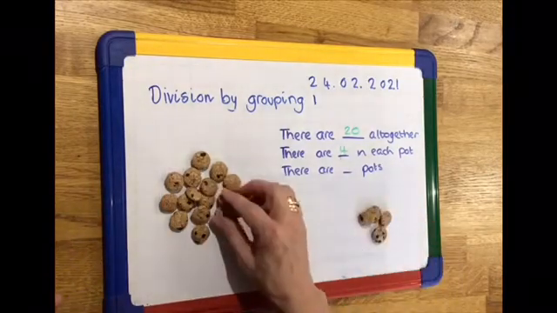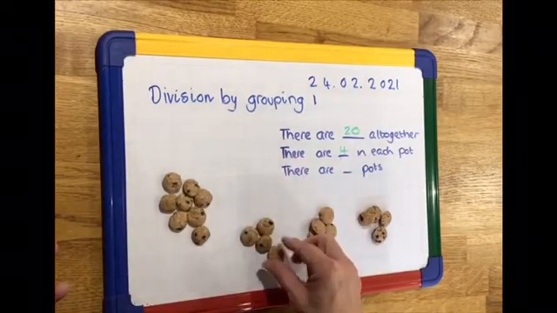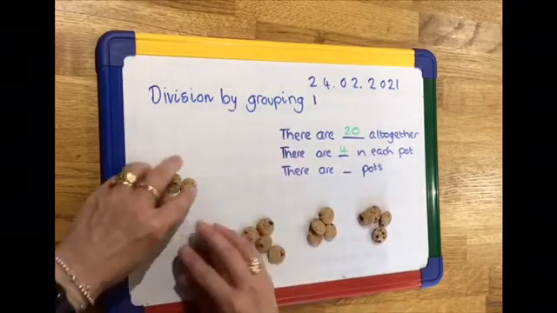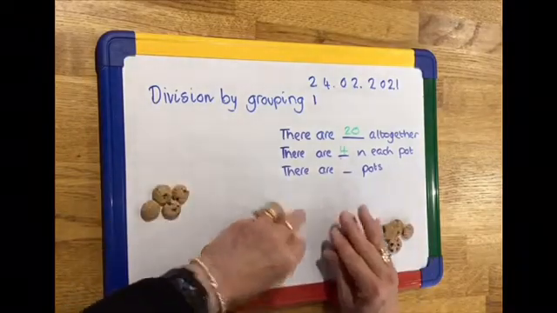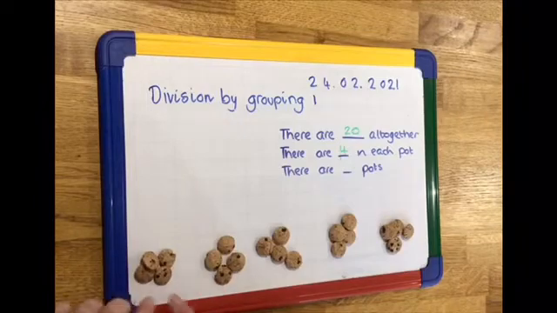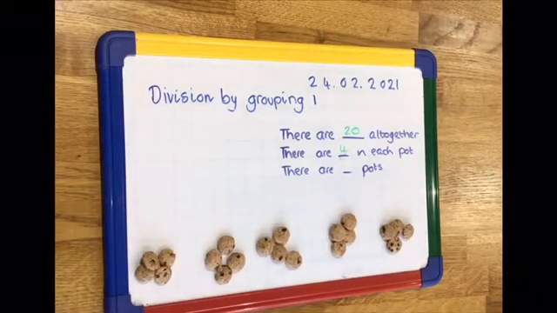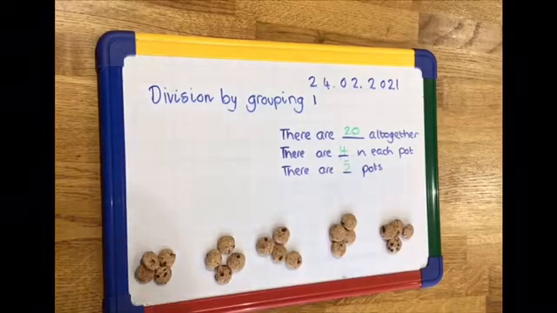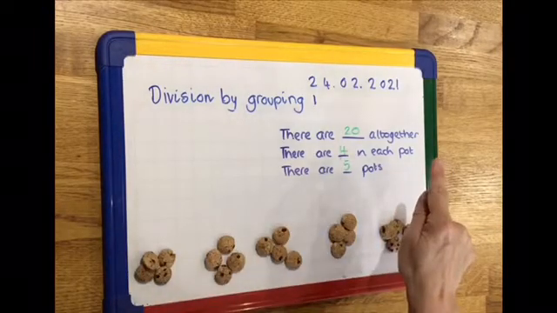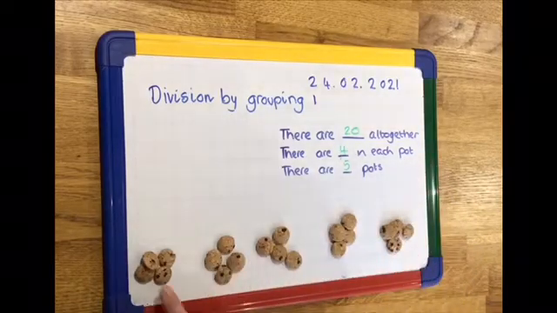There's one group of 4. There's another group of 4. There's another group of 4. There's another group of 4. And there's another group of 4. So I'm going to need 1, 2, 3, 4, 5 pots. So can you see my 20 with 4 in each group have been split into 5 groups.